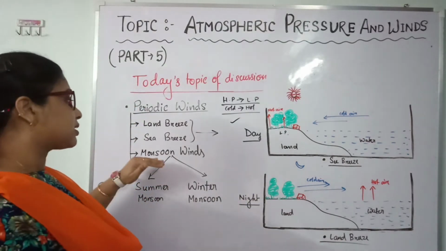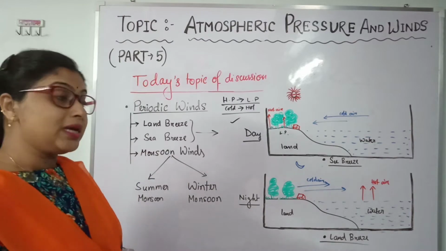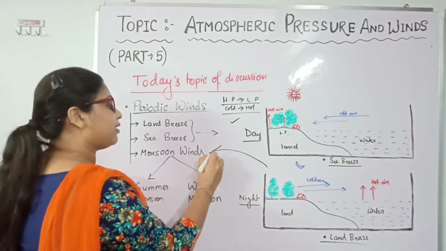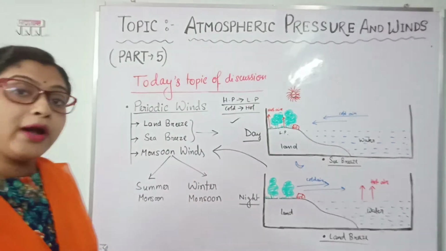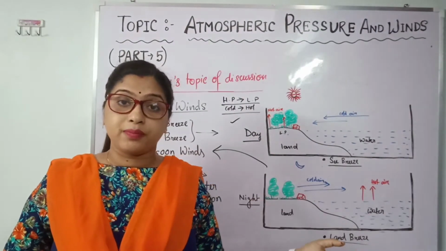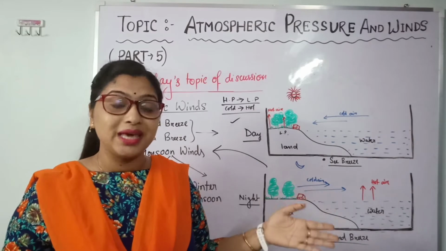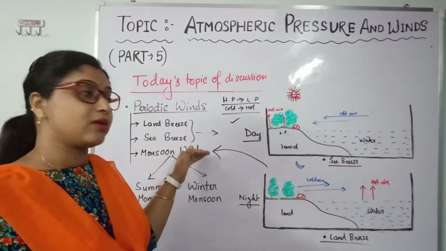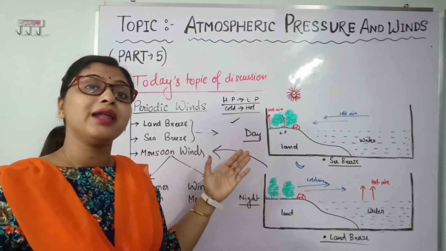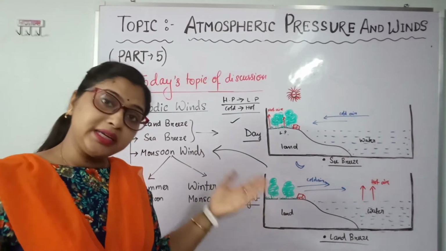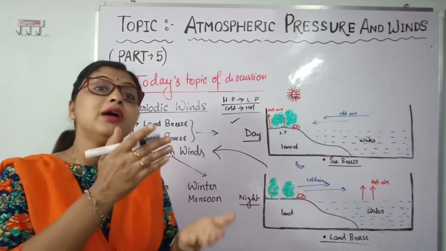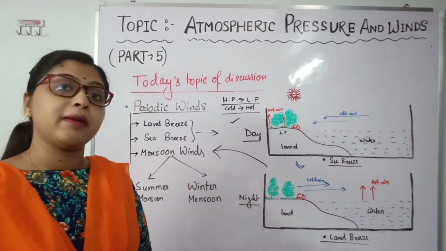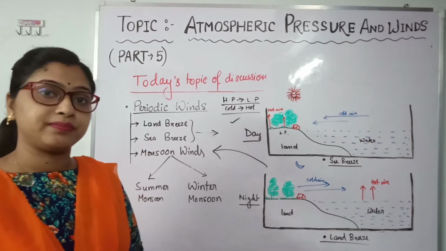And now students, I will tell you about monsoon wind. Monsoon wind is just the same as land breeze and sea breeze, but for a large area. In a broader sense, we can say that the monsoon wind is also like the sea breeze and land breeze, and it is just according to the differential heating of land and water. Now I will explain about the monsoon winds.